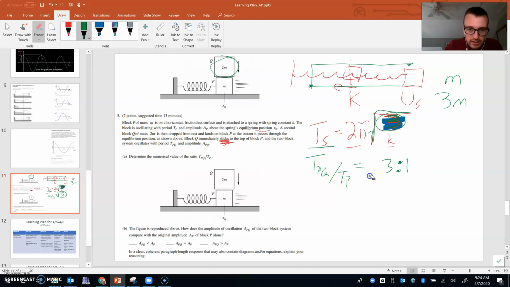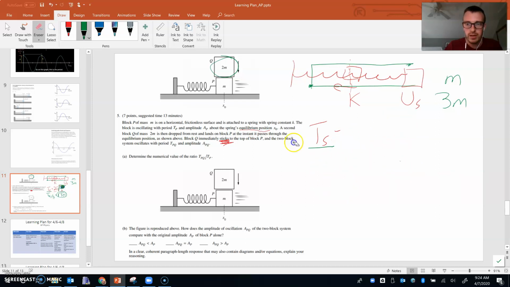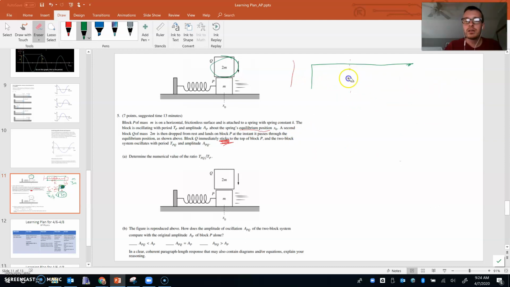reproduced above. How does the amplitude of oscillation of the two block system compare with the original amplitude of the block P alone? So now we're talking about not period, not how long it takes to go back and forth. We know it's going to go back and forth in a slower fashion if we add that mass on there. But now the question is amplitude.